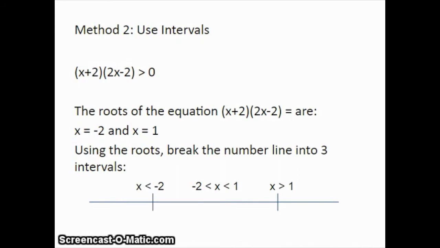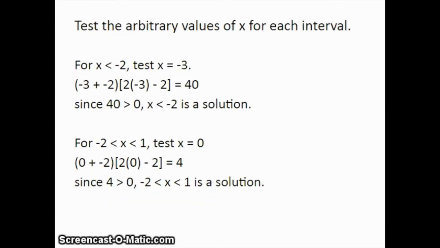The roots of the equation x plus 2 times 2x minus 2 are x equals minus 2 and x equals 1. Using the roots, break the number line into 3 intervals, which are shown here. Then we need to test the arbitrary values of x for each interval.